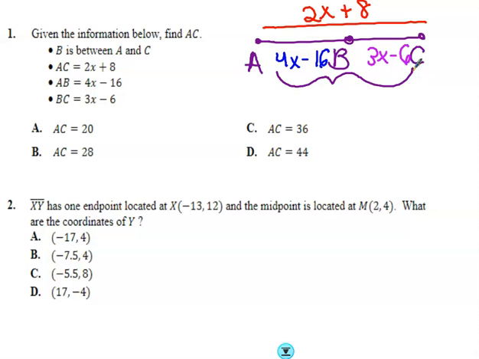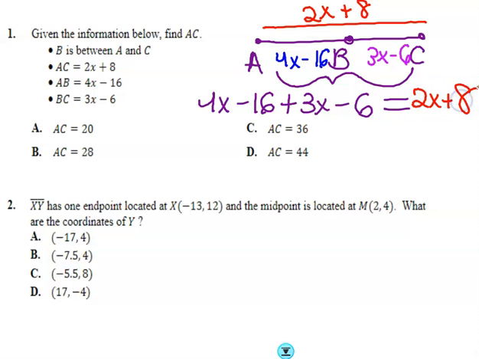So I'm going to add these together. So I have 4x minus 16 plus 3x minus 6. And both of those are going to equal 2x plus 8. Then I'm going to combine like terms and solve for x. So 4x and 3x is 7x. And negative 6 and negative 16 is negative 22. And that equals 2x plus 8.